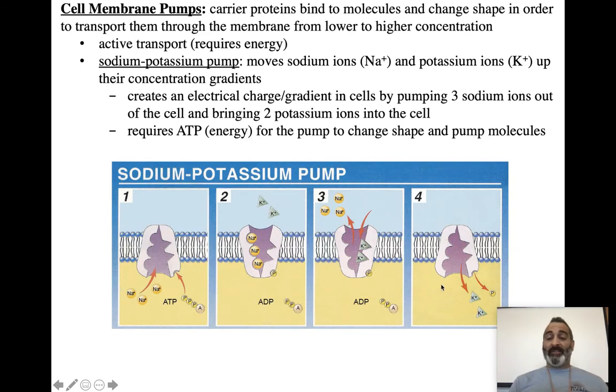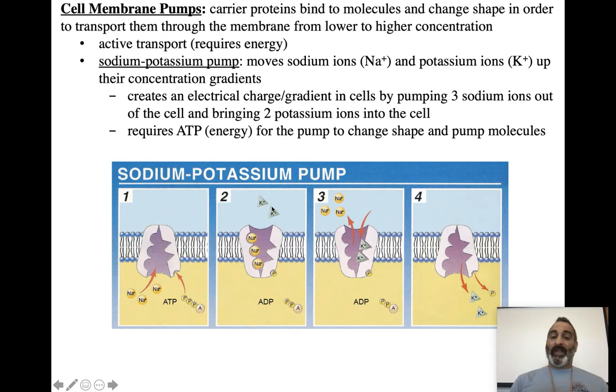So the inside in this case lost +3 and gained +2. So overall it lost an extra +1. So it is now more negative. The outside is now more positive. There's a difference in charge. This is an electric current. So how do our bodies create electric currents? They move pluses, 3 pluses out, 2 pluses in.